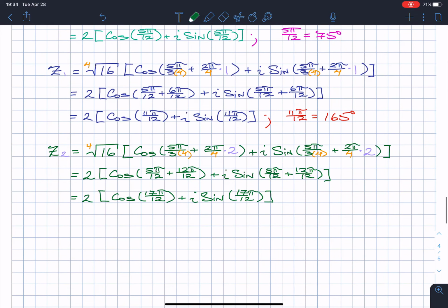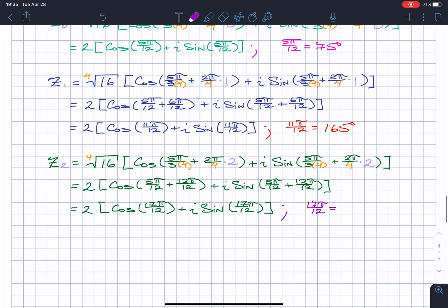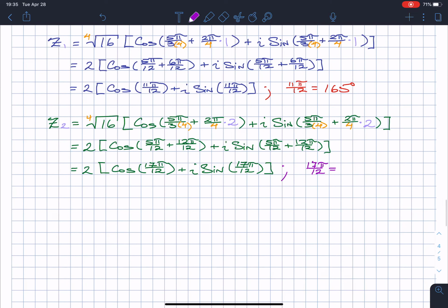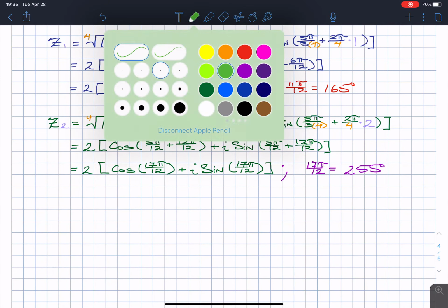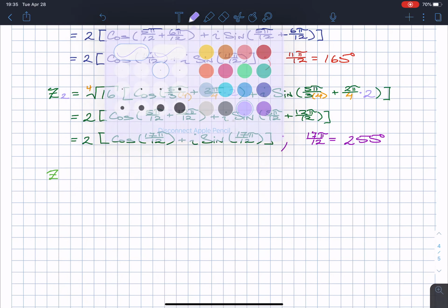So where is 17 pi over 12? Well, that's 5 pi over 12, or 75 degrees more than 180. So if I were to add 75 to 180, 20 of the 75 gets me to 200. So I have 55 left over, so that should be 255 degrees. Okay, finally, the last, z sub 3, which is the fourth complex root.